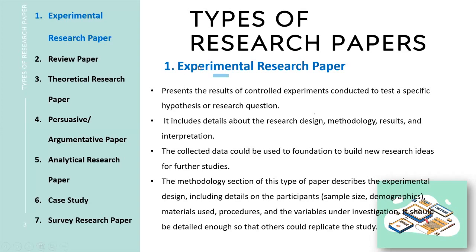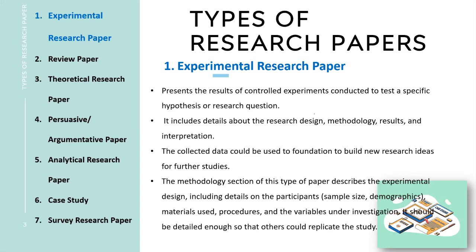So, the first category I have mentioned is the experimental research paper. Most of you are from the industrial technology field, and you are doing experimental research work, work-based projects and industry-based projects. These are based on experimental work, and experimental research work presents the result of a controlled experiment conducted to test a specific hypothesis, build a hypothesis, or provide a solution to a research question. So you work on that experimental research.